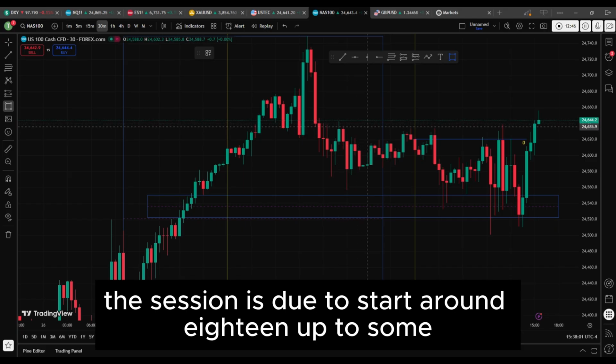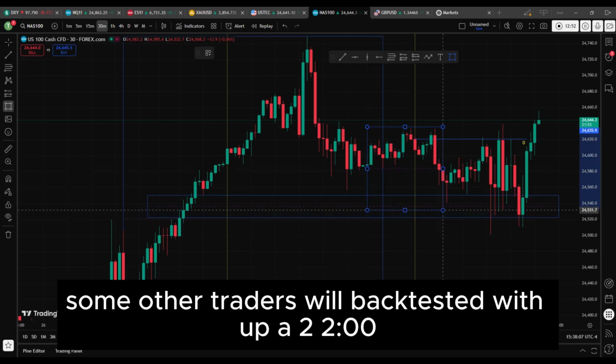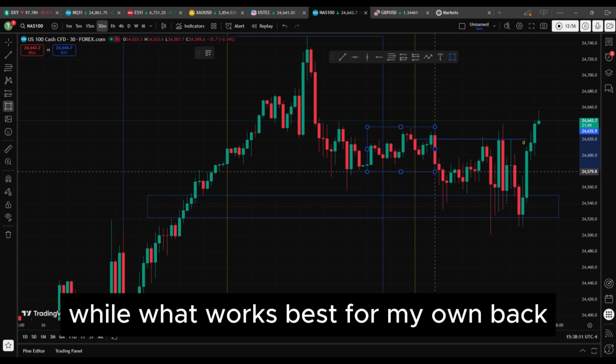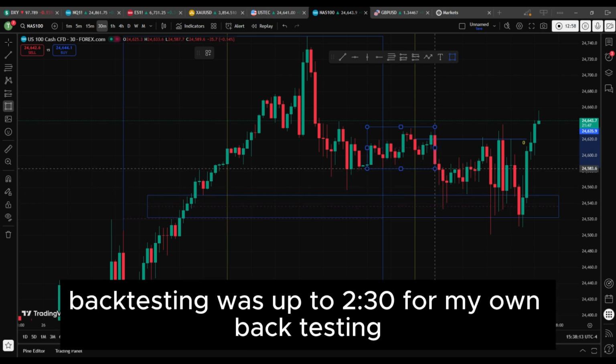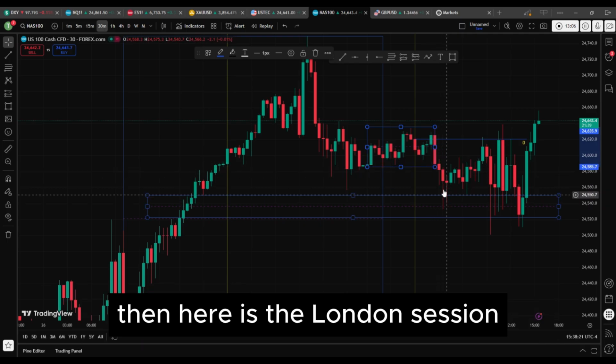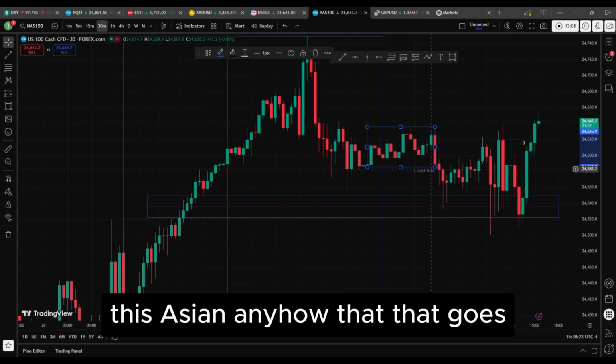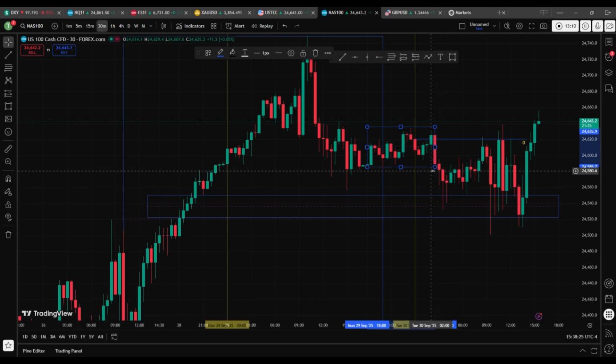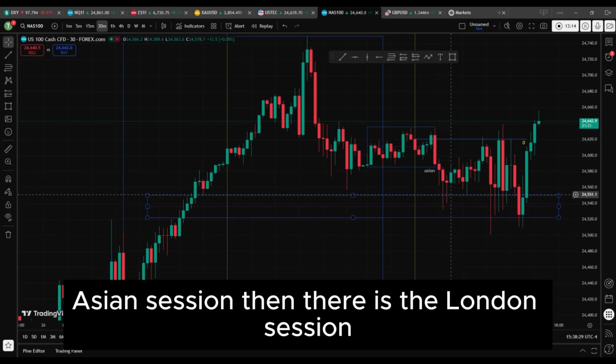The Asian session is going to start around 18:00, and some other traders have backtested it up to 2 o'clock, while what works best for my own backtesting was up to 2:30 on the Asian session. The Asian session has done its own thing. Then here is the London session. This is Asian, and this is the London session.